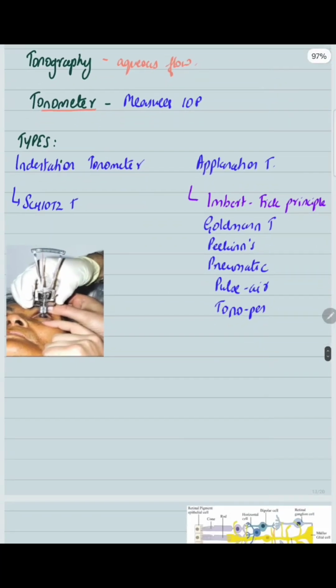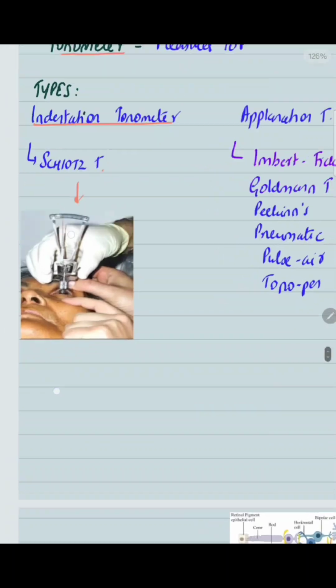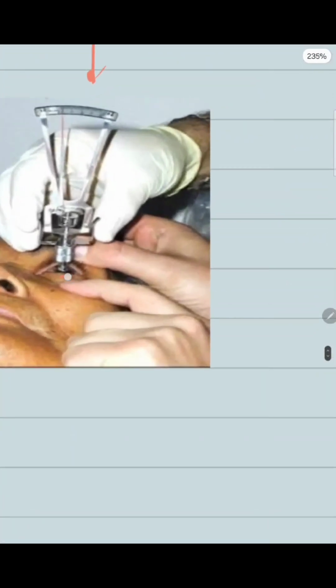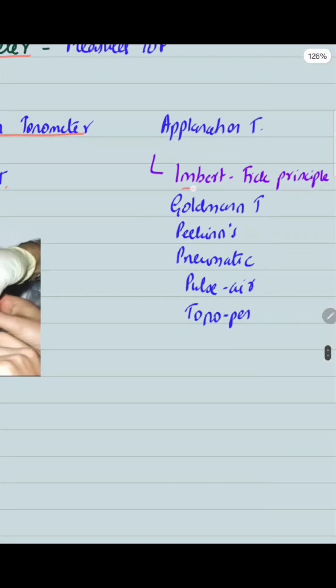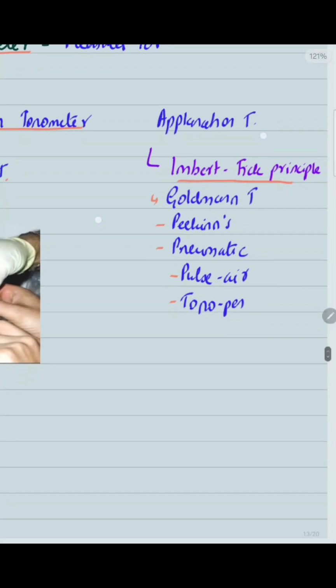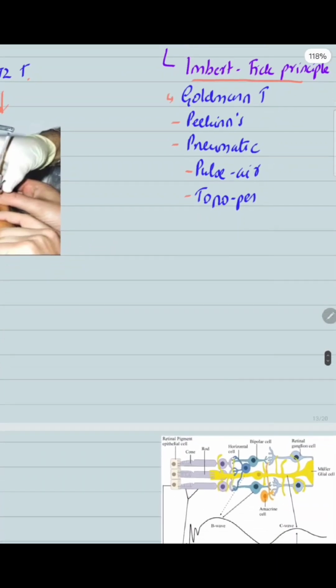Next, tonometry measures IOP. There can be 2 types: indentation tonometry, that is Schiotz tonometry. It indents the cornea. Or applanation tonometry, that is based on the Imbert-Fick principle. There are different types: Goldmann tonometry, Perkins tonometry, pneumatic, pulsair and Tono-Pen. These are the applanation tonometers.